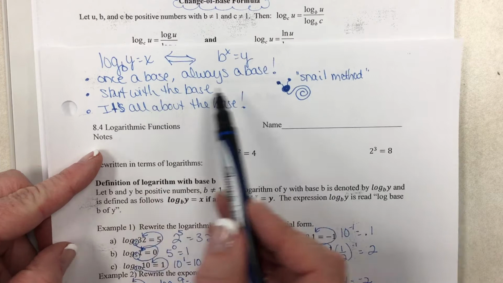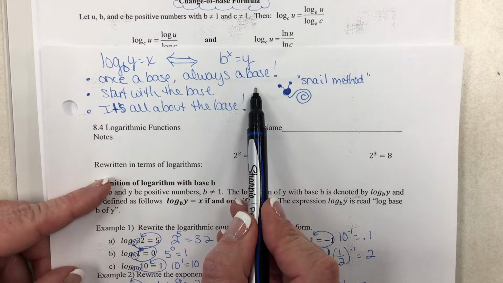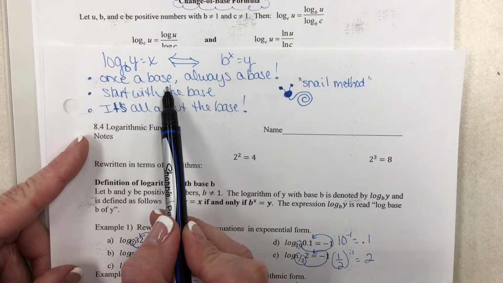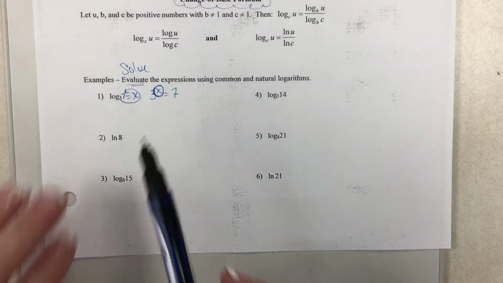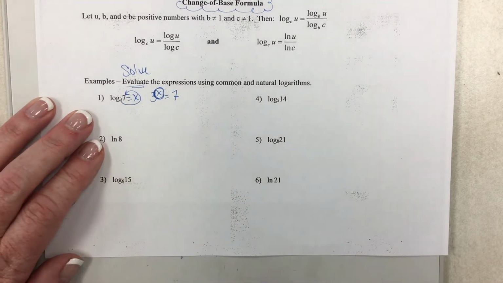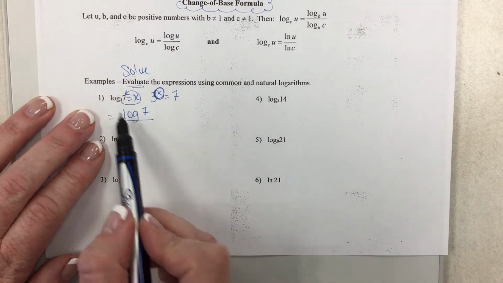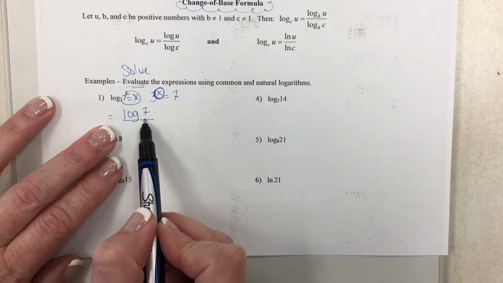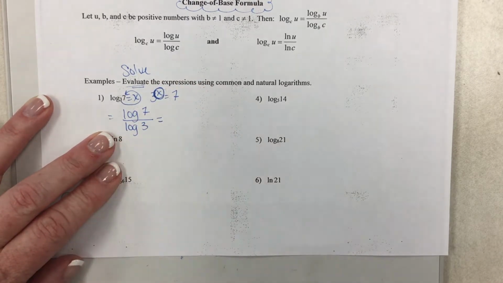Once a base, always a base. I want you to get to the place where you can finish my sandwich. Once a base, always a base. And the reason why that's so important is because we're going to rewrite this using 2 different logs. I'm going to say common log 7, divided by common log 3. The order on that is very important.